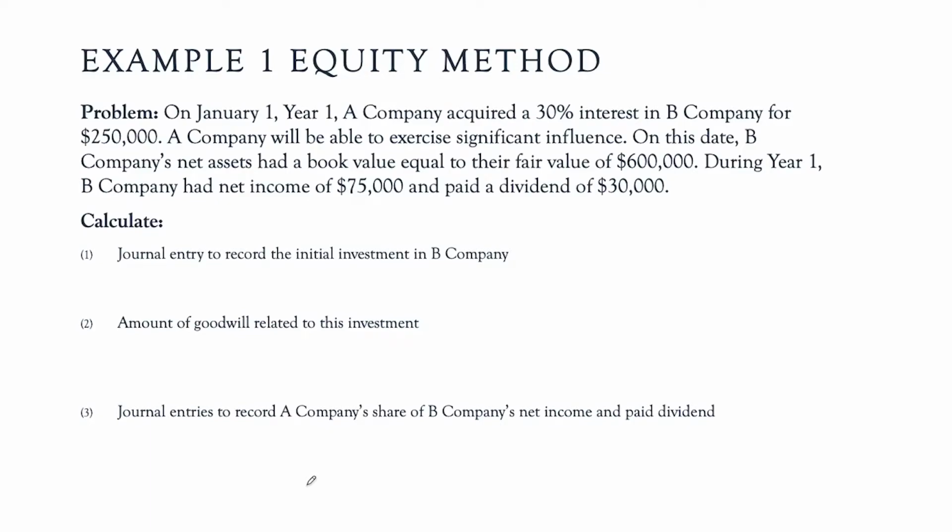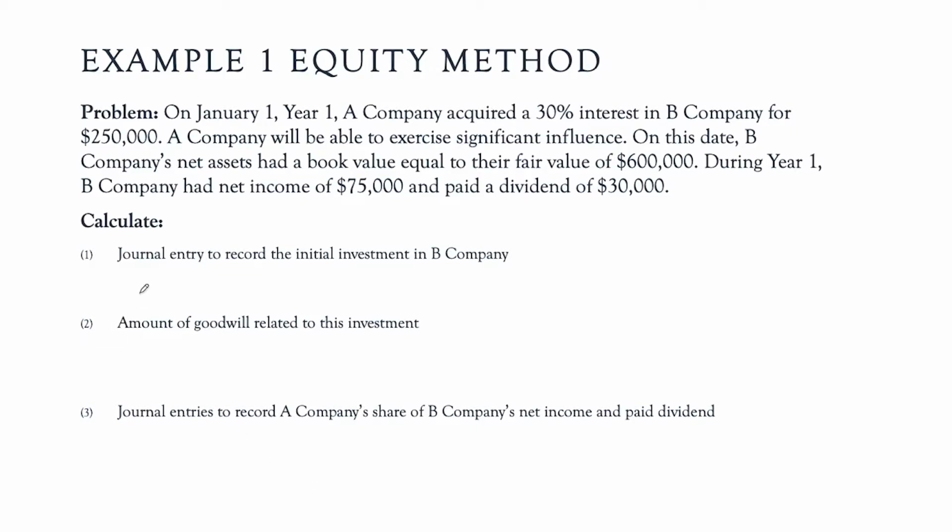So with that, let's jump into our first example here, a very simple equity method problem. The problem: on January 1, year 1, A company acquired a 30% interest in B company for $250,000. A company will be able to exercise significant influence. On this date, B company's net assets had a book value equal to their fair value of $600,000. Now during year 1, B company had net income of $75,000 and paid a dividend of $30,000.